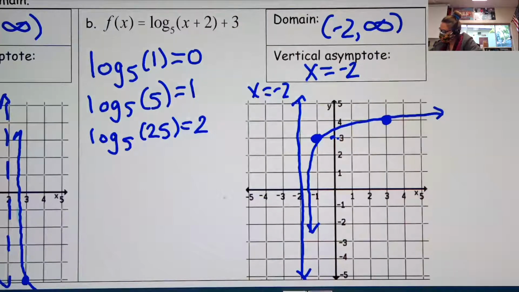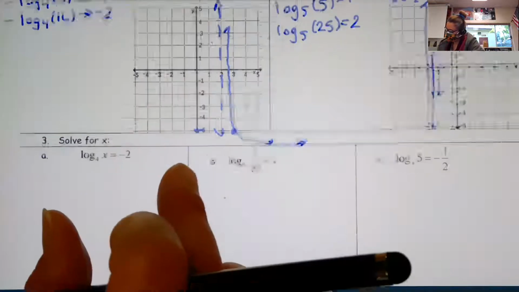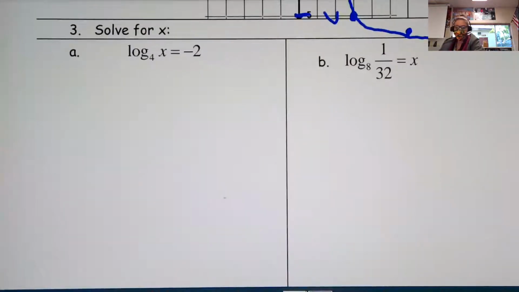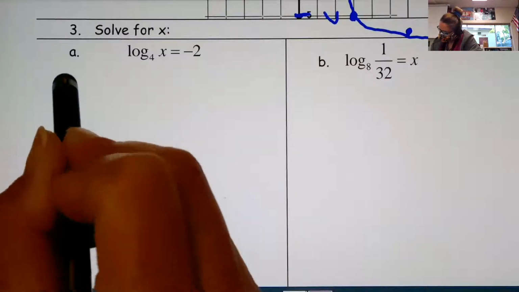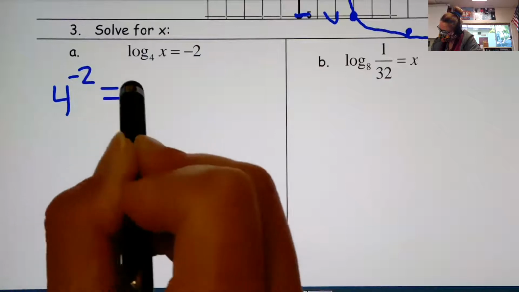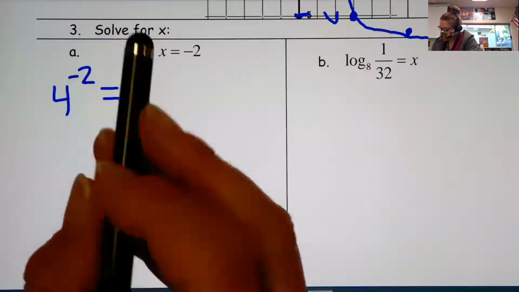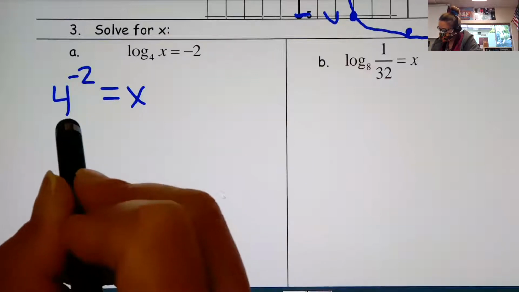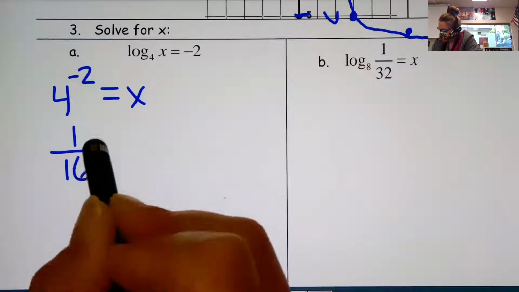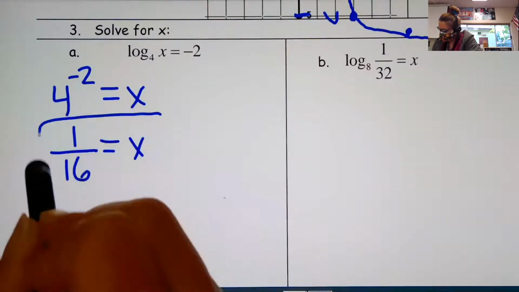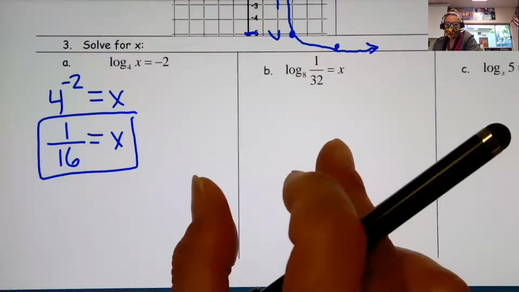Okay, C. Oh, sorry, 3A. So these ones we're going to be rewriting in exponential form. So this is going to be 4 to the -2 equals x. Anytime you raise something to a negative power, it makes it a reciprocal. So 4 squared is 16. So 4 to the negative square is 1 over 16. And that's your answer. And you'll notice that x is in a different spot in each of these problems.